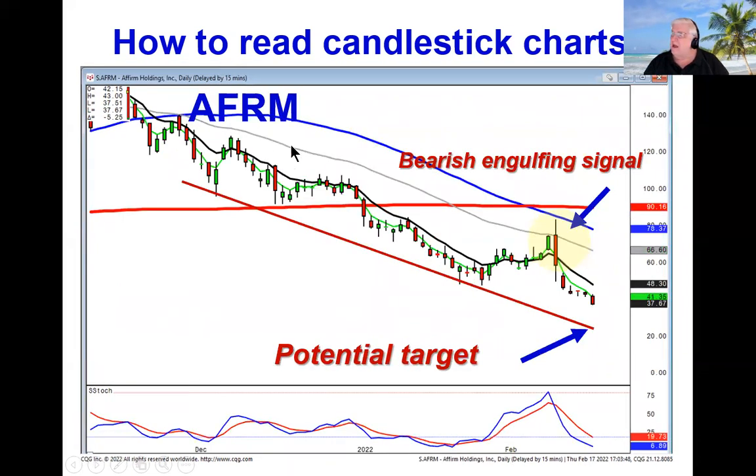So when we shorted AFRM because of the bearish engulfing signal, we knew there was a trend channel or a trend. So where's our next likely target? We're going to stay short until it hits that potential target. Now, does that mean it's going to get there? No. Remember, the number one criteria for analyzing a candlestick chart is what are the signals telling you? So the implication is it could get to this level, but if we see a candlestick reversal signal before it gets there, that's more important.